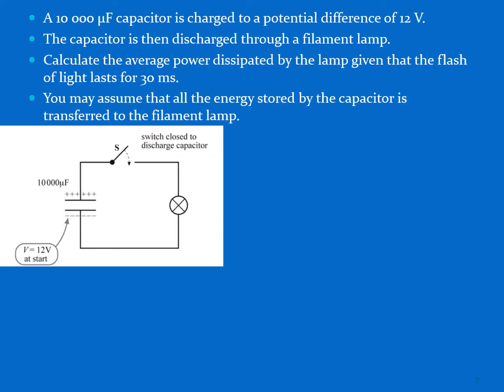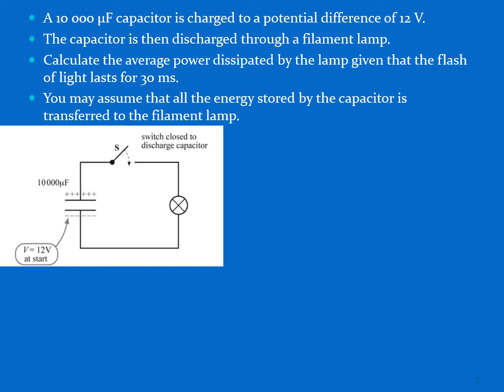Let's look at a question involving the energy stored in a capacitor. In this question, there's a 10,000 microfarad capacitor. It's charged to a potential difference of 12 volts. The capacitor is then discharged through a filament lamp. If you look at the diagram, closing the circuit discharges it through the filament lamp, and we need to find the average power dissipated by the lamp, given that the flash of light lasts for 30 milliseconds, and we need to assume that all the energy stored by the capacitor is then transferred to the filament lamp.